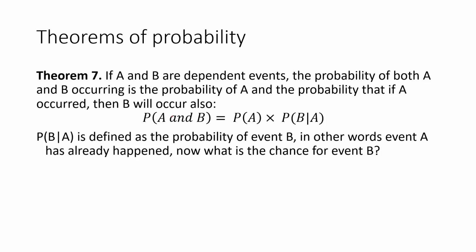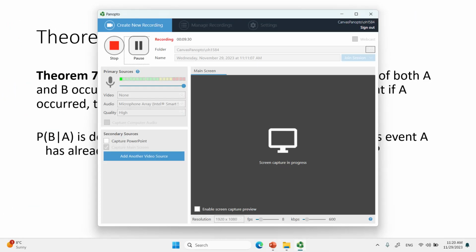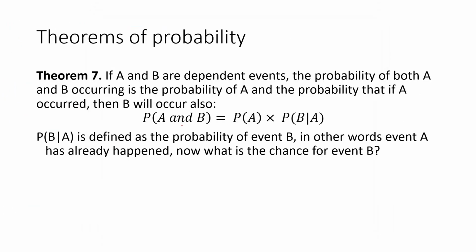And then if you look for the dependent events, the probability of A and B, if you remember, A affects B. Whatever happens at A affects B. That's for the dependent events. So the probability that A and B will happen at the same time is the probability of A multiplied with the probability of event B given that event A has already happened.